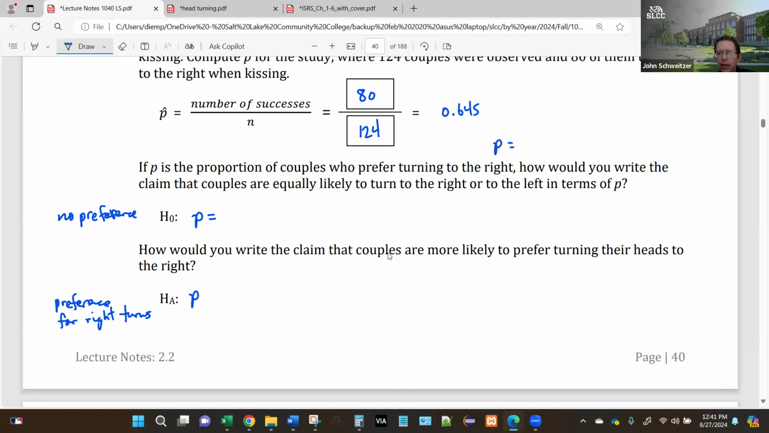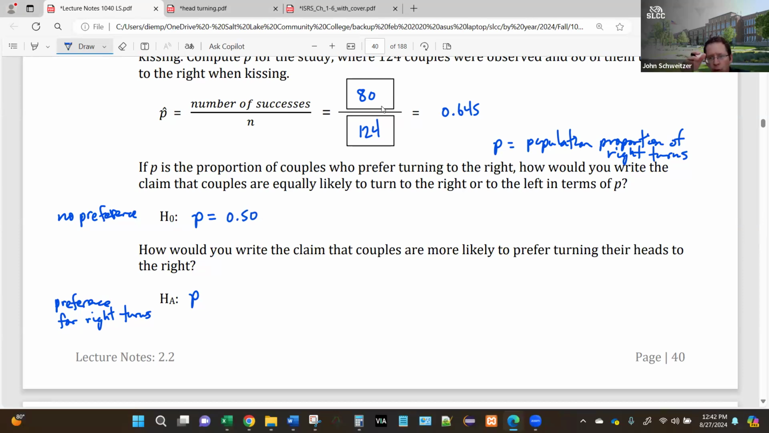Okay, so what is P? P is the population proportion of right turns. So if there's no preference, it would be 50-50. Exactly. Thank you, Armand. I'm going to write that as a proportion. You can write it as a percentage, it's fine. But doing mathematics, it's a little bit easier with proportions.